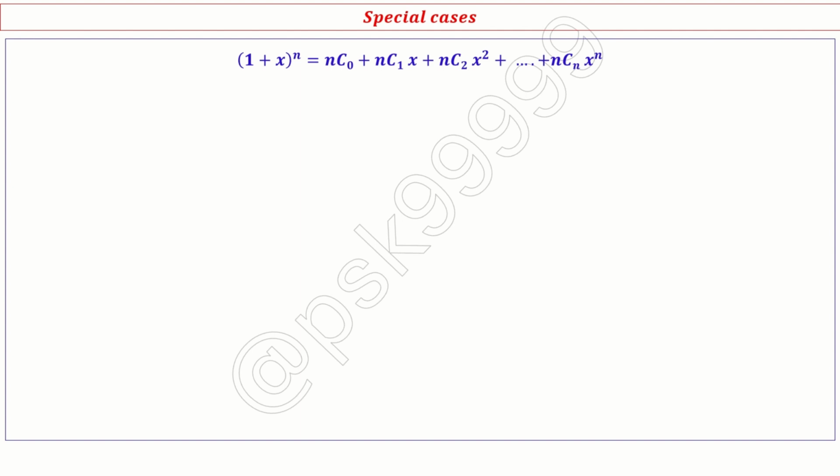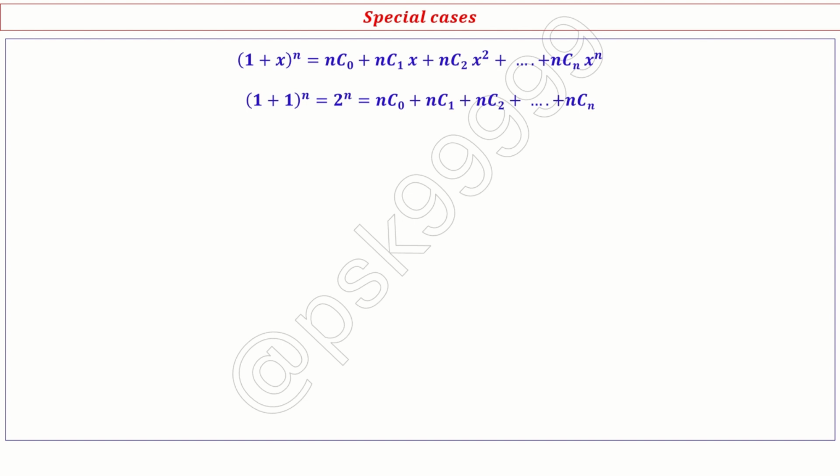Let's say x is equal to 1. Then 2 to the power of n is equal to nC0 + nC1 + nC2 up to nCn. This is one thing you can use in many problems later. If it is the sum of nCi with i from 0 to n, then you can replace it with 2 to the power of n. Remember this. This is a very important formula for many of the other problems.